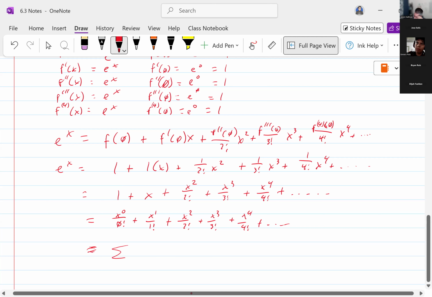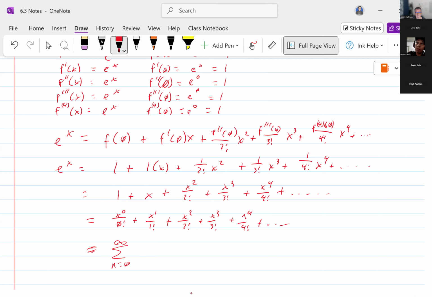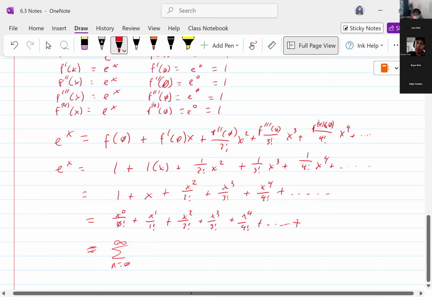What would the series be? As I start with n equals 0 to infinity, what would the series take on? What's the nth term going to be? What's a sub n? Plus dot, dot, dot, x to the nth over n factorial, right? Isn't that the nth term? So wouldn't this just be x to the nth over n factorial? Okay, that's e to the x. So this is the Maclaurin series for e to the x.